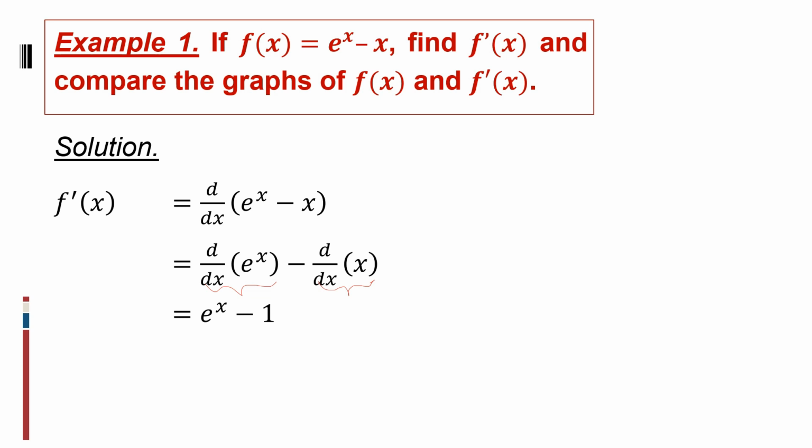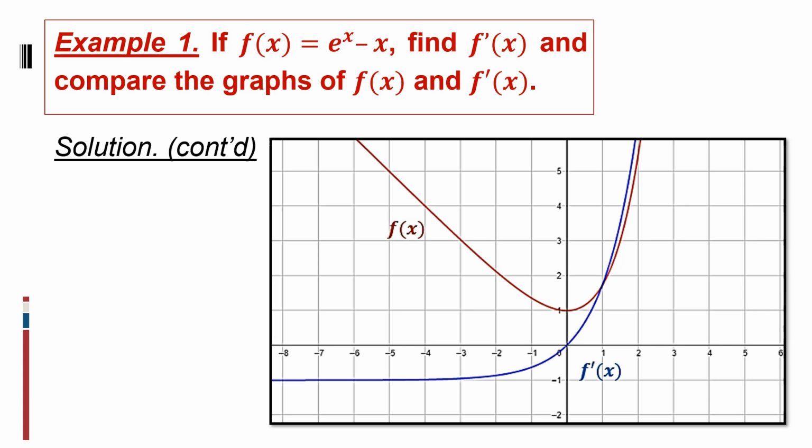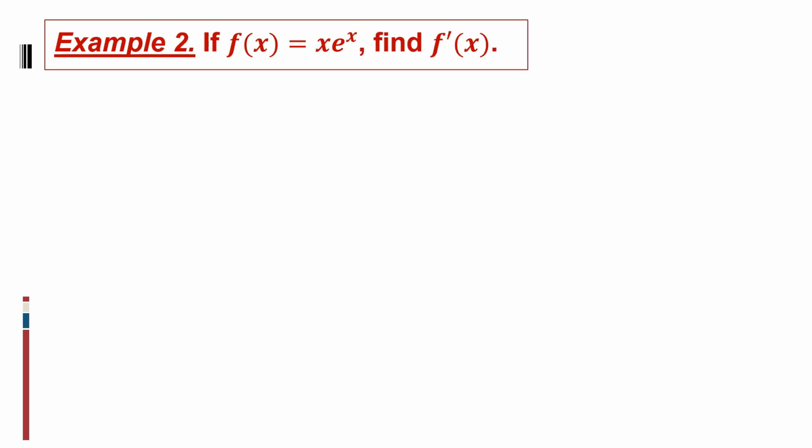Therefore, the derivative of f now is equal to e raised to x minus 1. Now, if you graph that, this red part is our f of x, and this blue part is our f prime of x. If you notice in the graph of f of x, the red graph, it has a horizontal tangent line at x equals 0. In this part, right? It has a horizontal tangent line there.